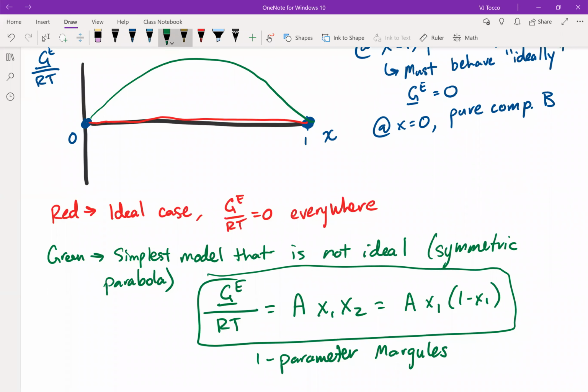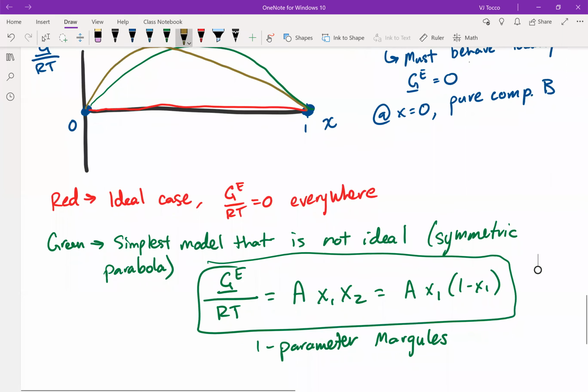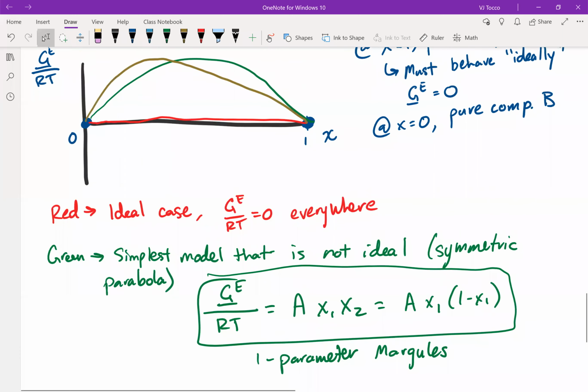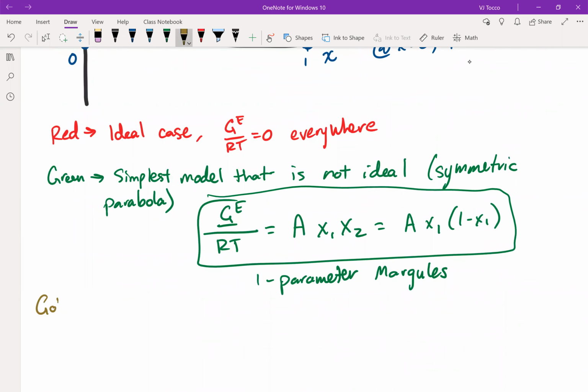Then slightly more complex would be an asymmetric parabola, such as the one I'm showing here in gold. So this is a parabola still that's been shifted. This is still second order in X, so I could get more and more complicated if I want, get cubic even, or higher order than that. But again, going in order of complexity, gold is an asymmetric parabola.